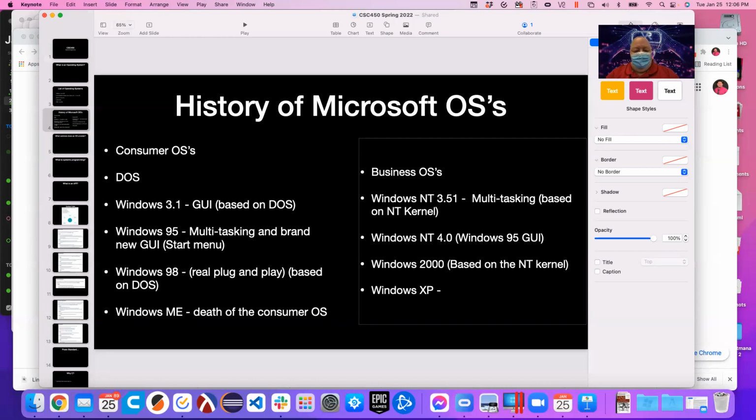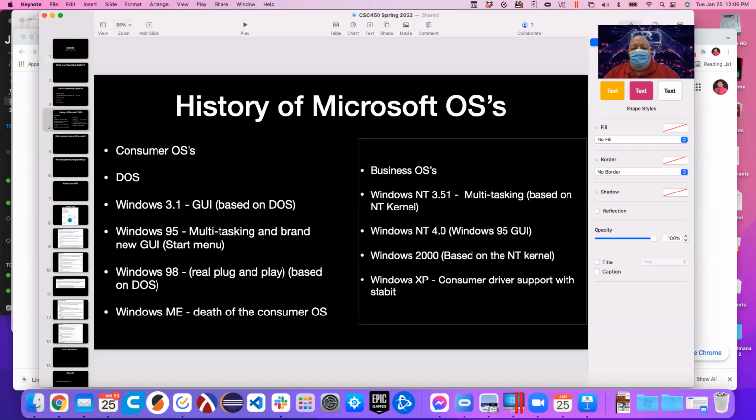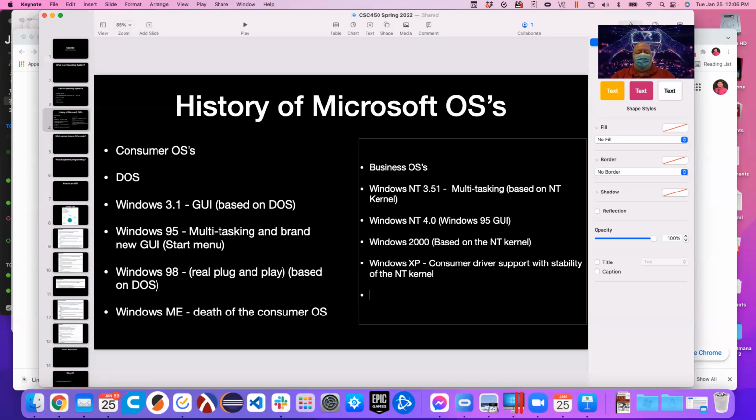Brought them together. Consumer driver support with stability of the NT kernel. All right, and then the rest is kind of history. What came after Windows XP? Windows Vista. Okay, what did Windows Vista bring to the table?